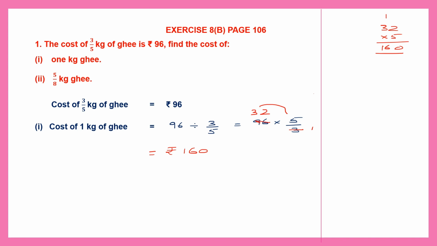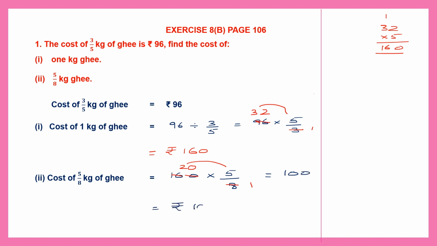Now we can find the cost of 5/8 kg of ghee. That is by multiplying. So 160 into 5/8. We can cancel here itself. 8 ones are 8, 8 twos are 16 and the 0. So that's 20. Multiply 20 into 5. That is 100. So the cost of 5/8 kg of ghee is 100 rupees. So this is our answer.